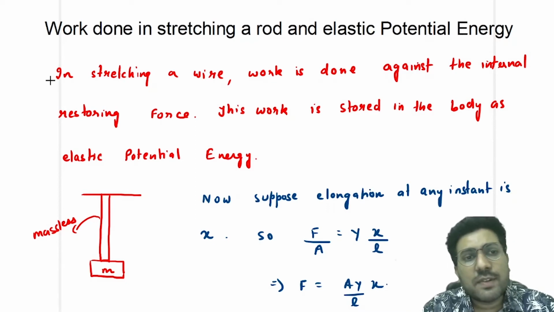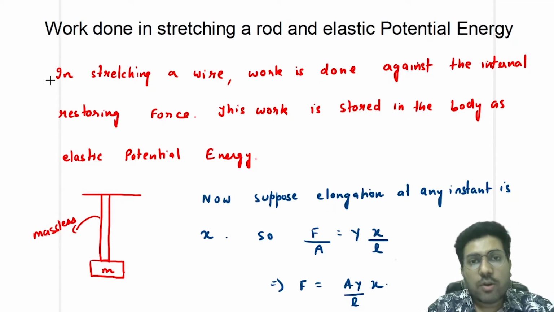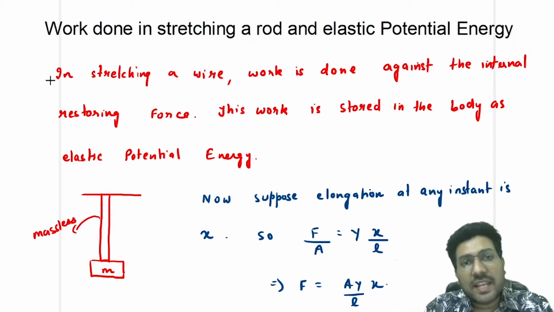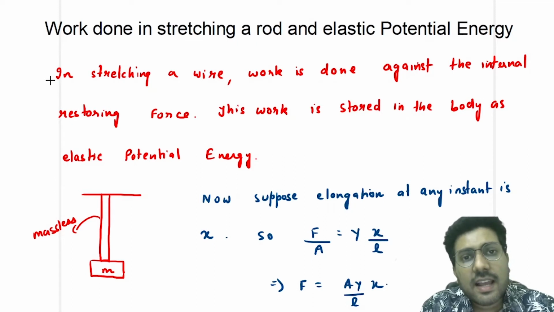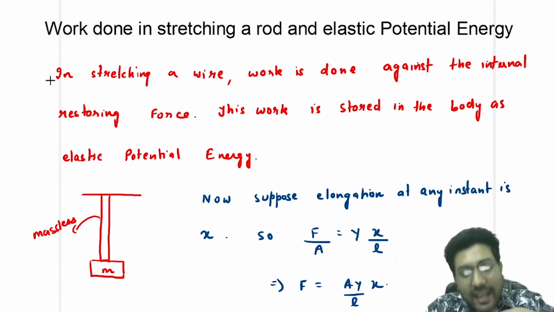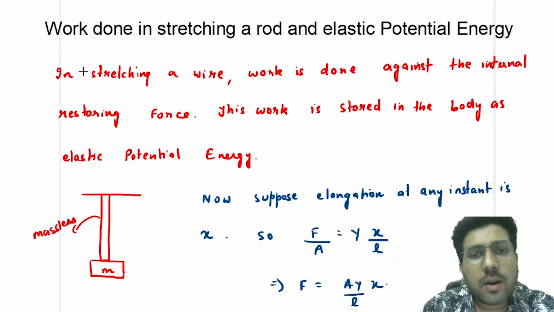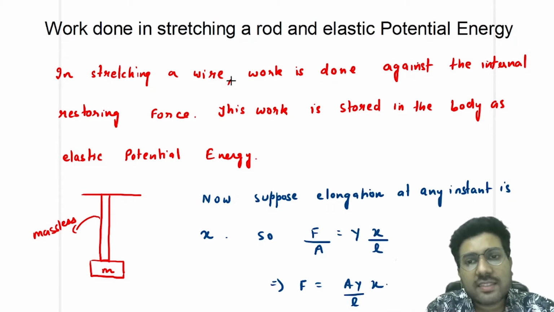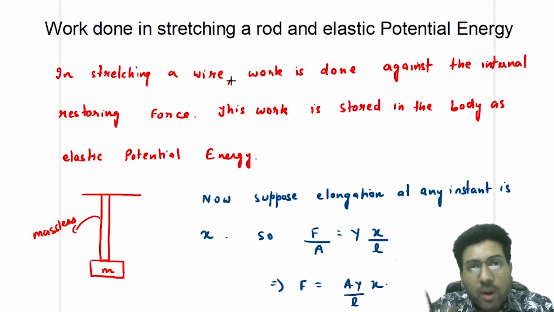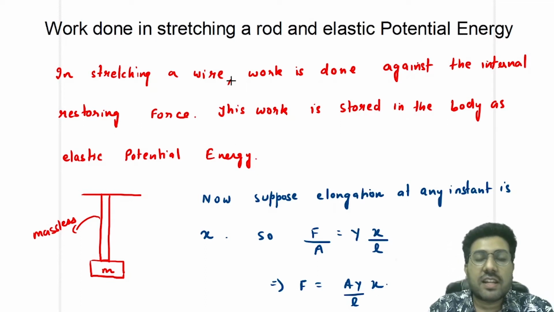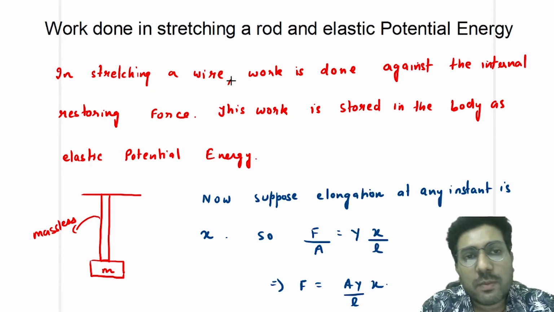The first thing that we will do today is find the work done in stretching a rod. Now, you know that a rod behaves like a spring. When you try to stretch it, a restoring force will develop inside, and that restoring force will be opposite to the deforming force. So, in stretching a wire, you have to do work against the internal restoring force. The work that you do is stored in the body as elastic potential energy.